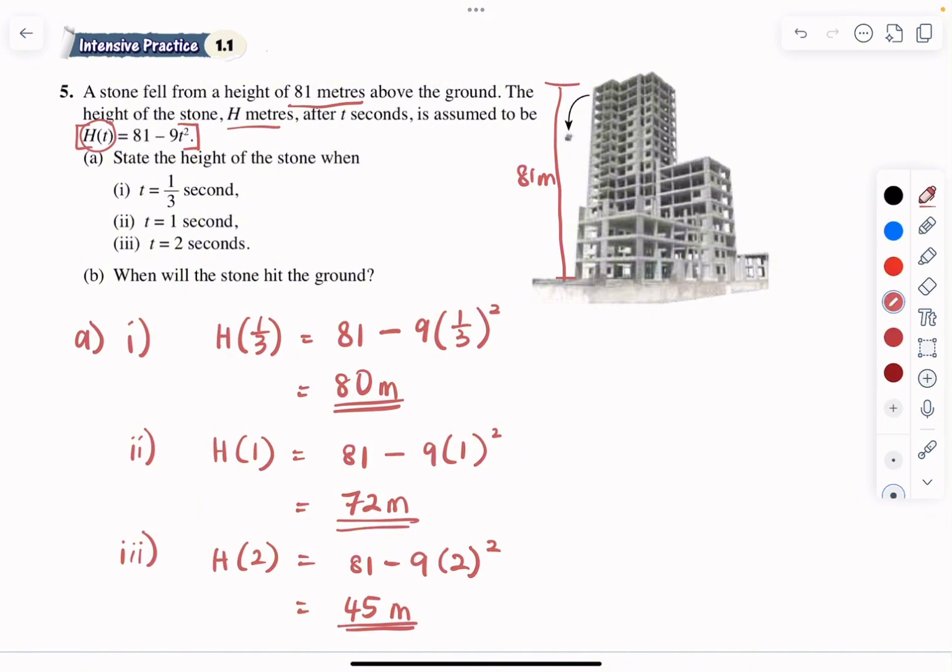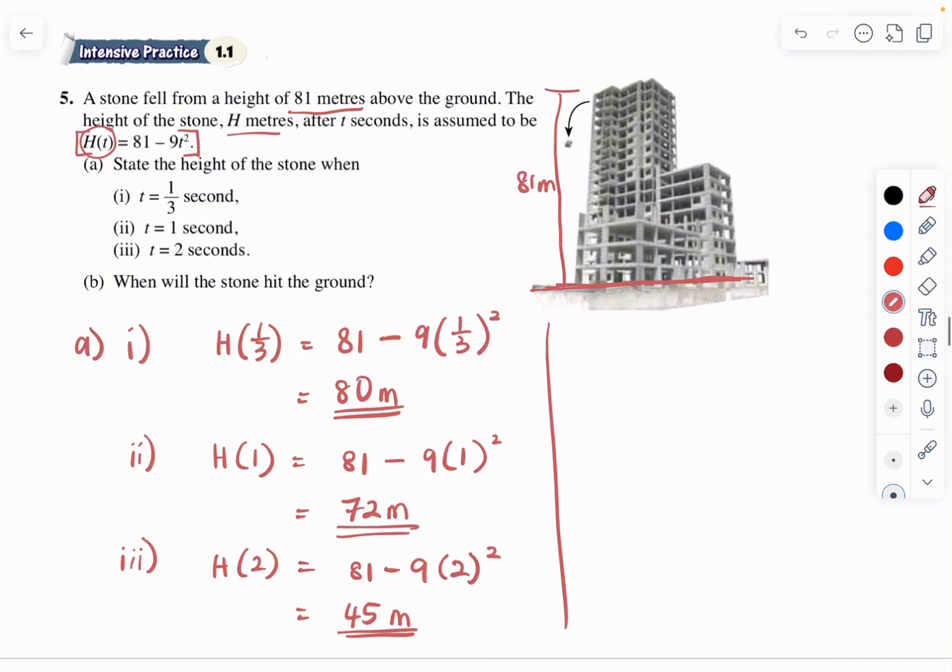Then part B, they're asking us to find when the stone will hit the ground. So when it hits the ground, that means the distance will be 0 meters. So your height will be 0. So we put 0 as our h. We can find the time. Okay, our h(t), our height, will become 0.